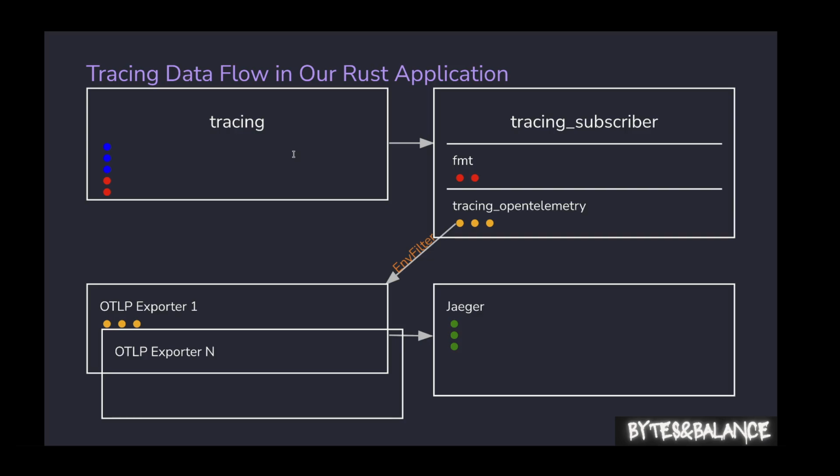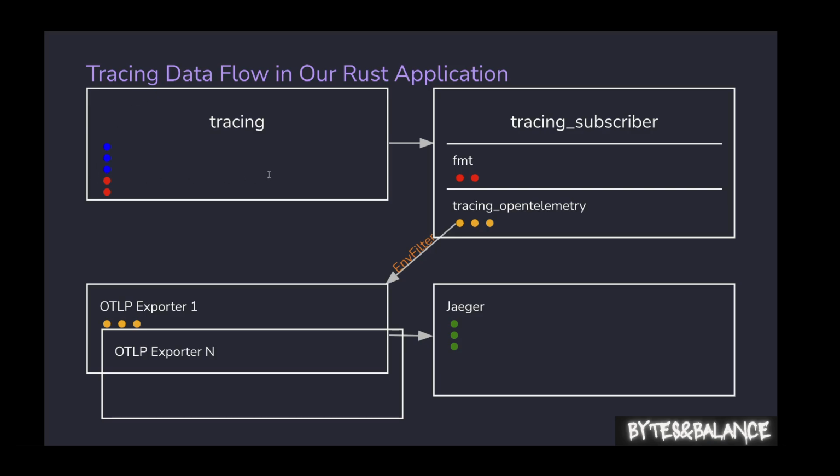Tracing crate. At the core, we're using the tracing crate, which is a framework for instrumenting Rust code. We insert trace points throughout our code using tracing macros like info, error, or custom spans. And then we have the tracing subscriber, which provides a way to subscribe to the trace events emitted by our code. It acts as the central hub, collecting all the trace information.